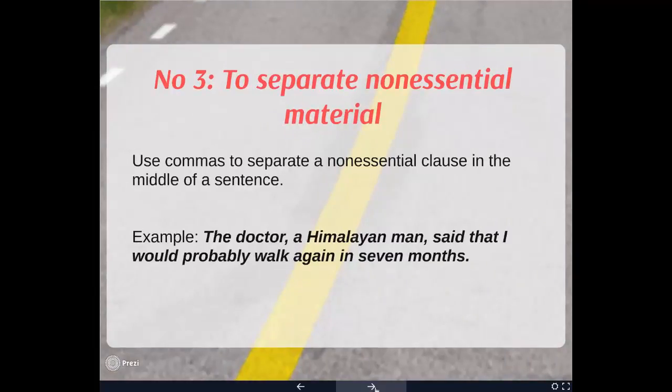Rule number 3, separating non-essential material. Non-essential material is very similar to an introductory clause, except in this case it falls in the middle of a sentence and usually follows a noun in which you're trying to provide some context. Example, the doctor, comma, a Himalayan man, comma, said that I would probably walk again in 7 months.